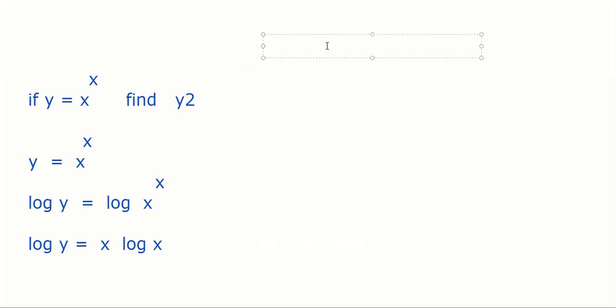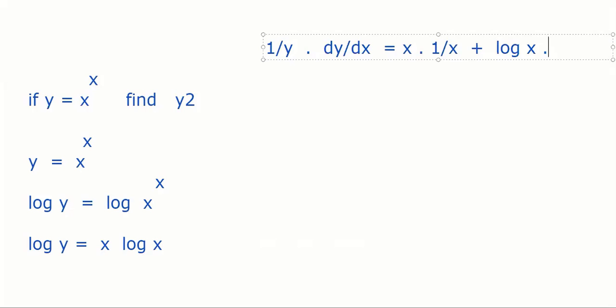Yes, sir. Log y equal to x log x. Differentiate both sides. So what is the derivative of log y first? 1 by y into dy by dx. Correct? Left side. We cannot remove that. Many times we forget, but we are differentiating y with respect to x. So dy by dx will come. Right side is x log x. So product rule. Apply the product rule. X into 1 by x plus log x into 1.